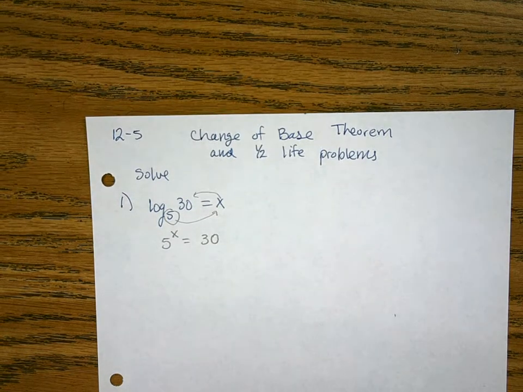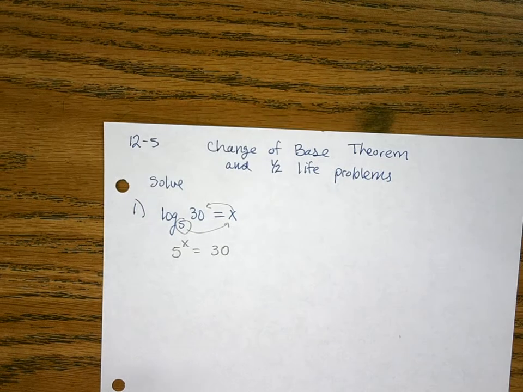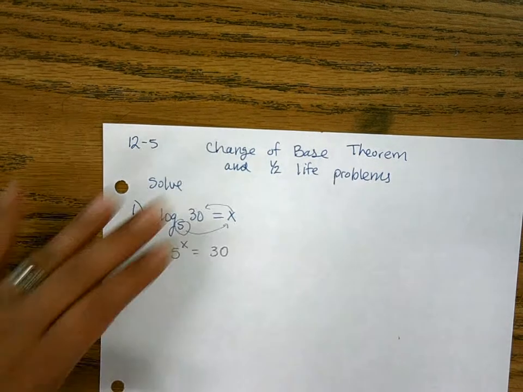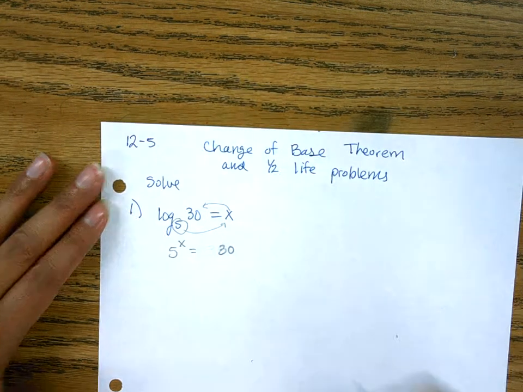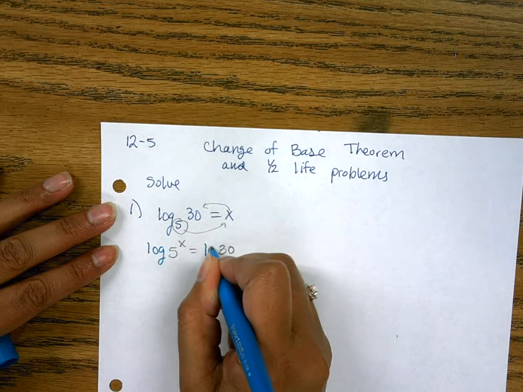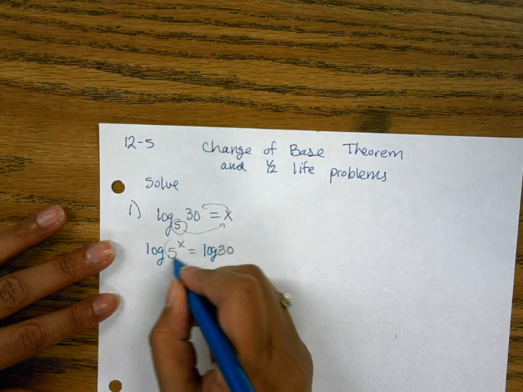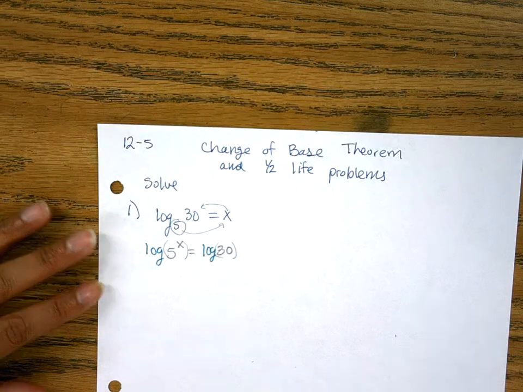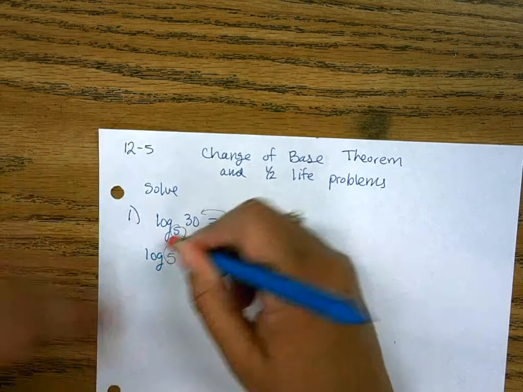Now, since I can take any log, I could take log base 10, I could take log base 12. I'm going to do log base 10 only because that's what I have in my calculator. Okay, so I'm going to take log of both sides. Now, I'm not multiplying by log, I'm taking the log. It's like taking the square root of both sides. So I'm taking log of 5 to the x and log of 30.